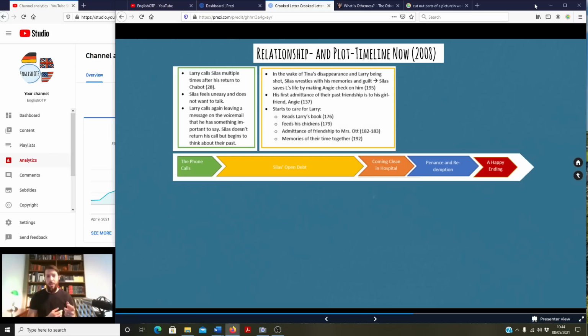So the first thing he does is he saves Larry's life by making Angie check on Larry after he's been shot. So he has a hunch, he says, which is not quite true. And the first admittance of their past friendship. So this is the first time in the whole novel, the beginning, 79 and 80 and 2008, where Silas actually admits that he was one of Larry's friends, or he was Larry's friend, and he admits that to Angie, his girlfriend.